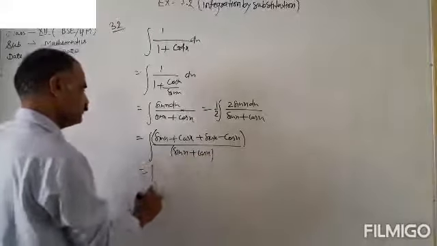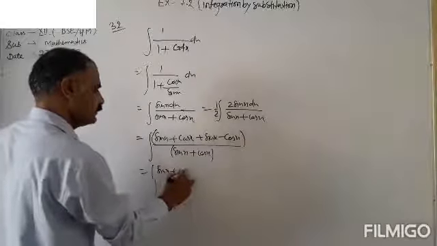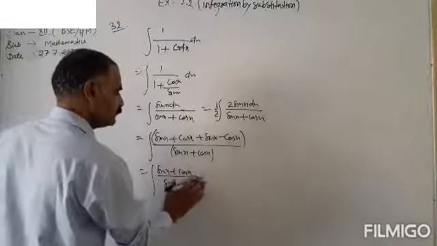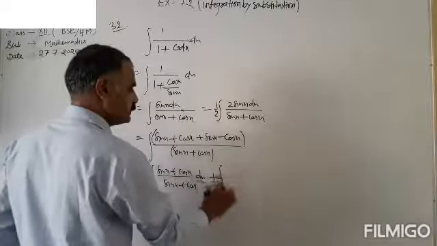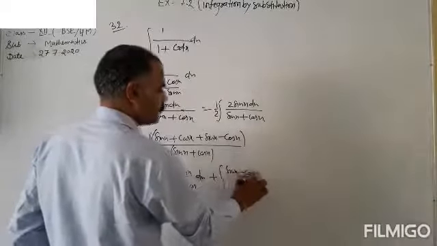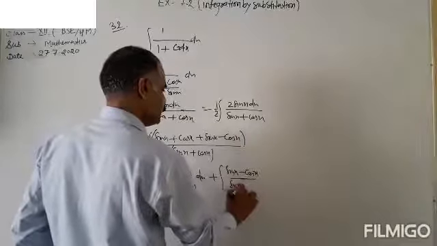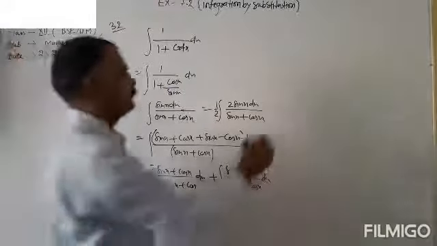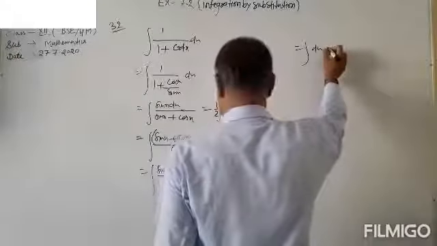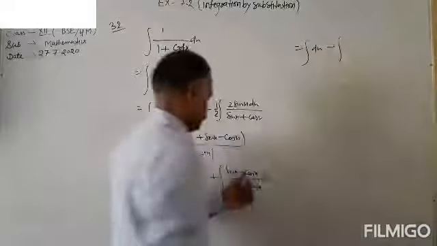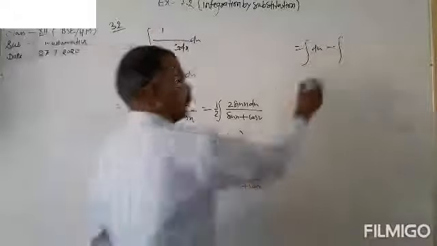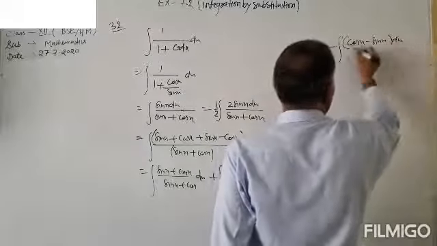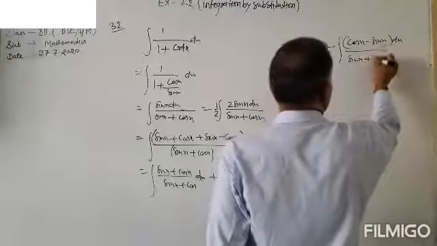So this is equal to (sin x plus cos x) upon (sin x plus cos x) dx plus (sin x minus cos x) upon (sin x plus cos x) dx. Okay. So again this is equal to the integral of dx, minus, taking minus as common, (cos x minus sin x) dx upon (sin x plus cos x).